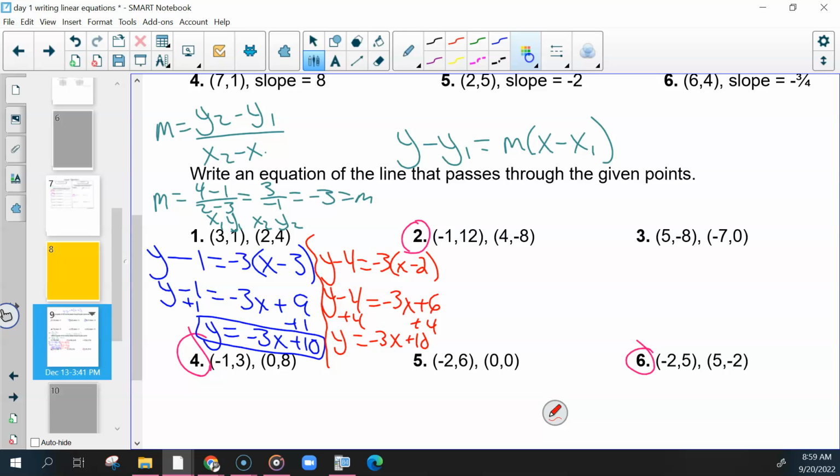So that would be a good way to check yourself. If you did it one way, maybe take the other ordered pair, test it out, see if you get the same thing. If you do, then you did the first way right. If you don't, then something in the first way was wrong. Before we continue, what questions do we have on that?